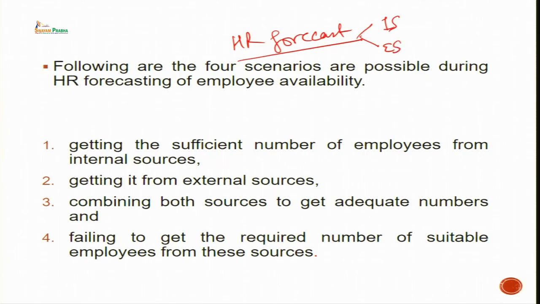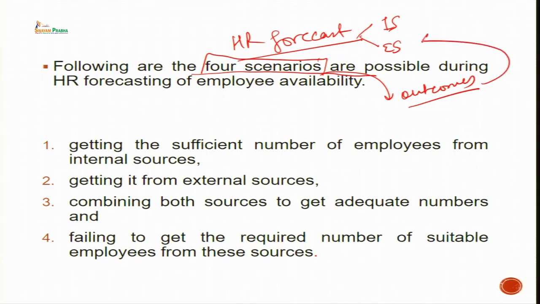So, on the basis of the outcome of HR forecasting, an organization will determine its future HR activities, and following are the four scenarios which are possible during HR forecasting of employee availability. These four scenarios are basically the outcomes of HR forecasting. First, getting a sufficient number of employees from internal sources. Every organization wants its employees to get due promotions and recognition, which can make the employee feel highly committed and motivated towards the organization. So, if we get a sufficient number of employees from internal resources, that's a wonderful situation.